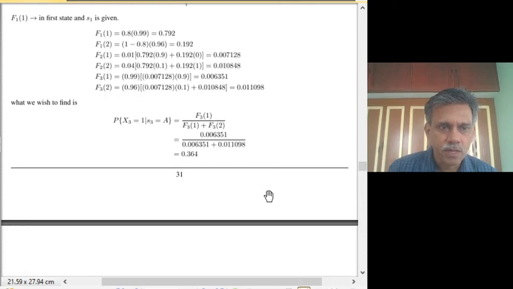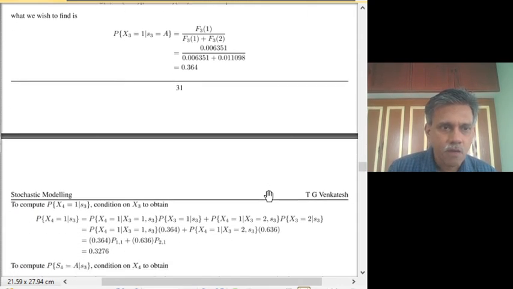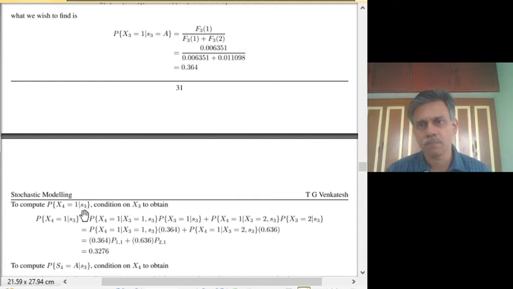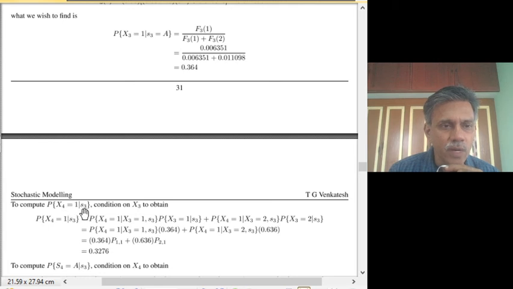Next is the question of computing x4 equal to 1 given S3, given that the three signals produced are A, U, A: acceptable, unacceptable, acceptable. What is the probability that you will go to a good state in the next time? Probability that x4 equal to 1 given the signals.